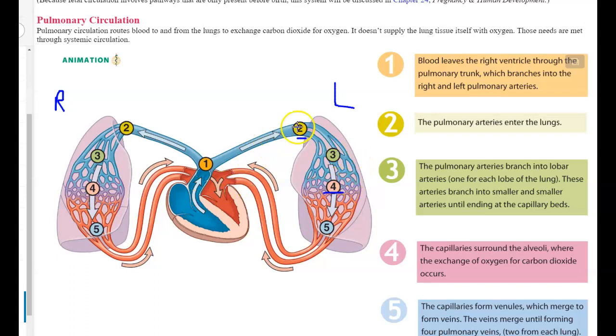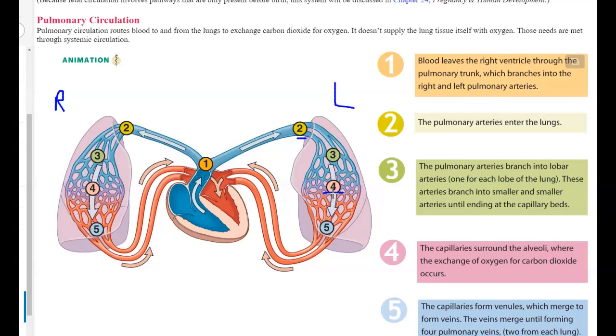Now, notice that this is the blue blood. So a definition that some of you may have learned incorrectly is that arteries carry oxygenated blood. That is incorrect. The true and simplest definition of an artery is that it carries blood away from the heart. So in the pulmonary arteries the blood hasn't gone to the lung yet, so it hasn't been oxygenated. This is the reason why they're blue.